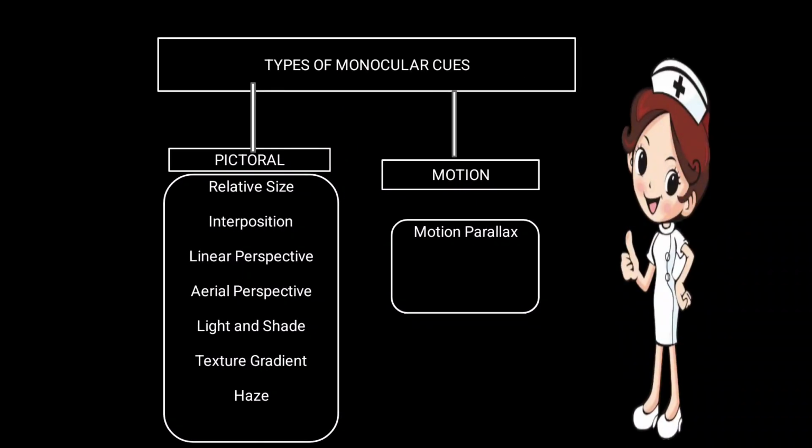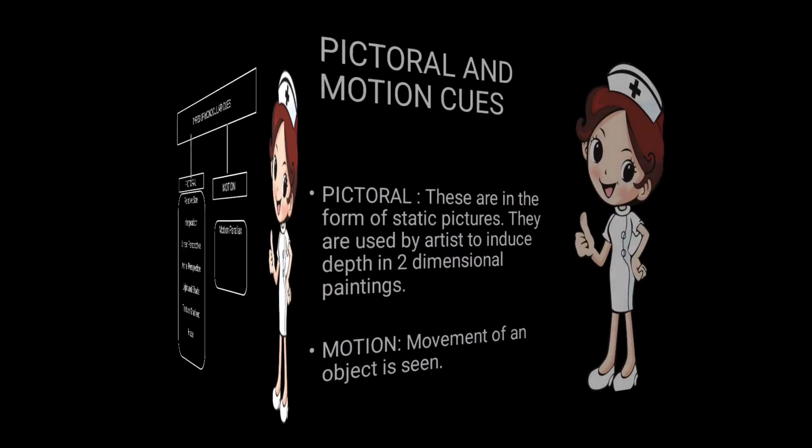Types of monocular cues. First one is pictorial, second one is motion. All these things come under pictorial: relative size, interposition, linear perspective, aerial perspective, light and shade, texture gradient. Next one is haze, and in the case of motion it is motion parallax.